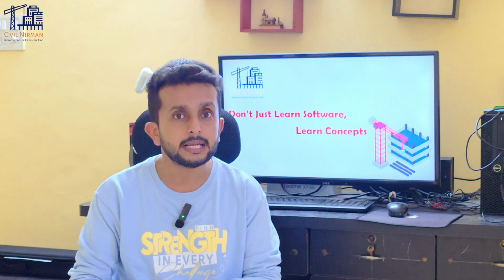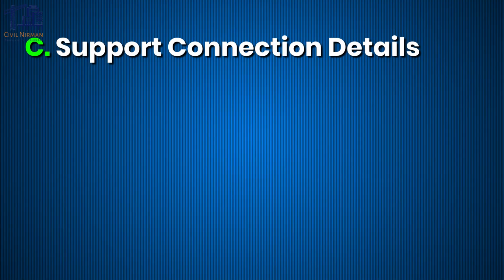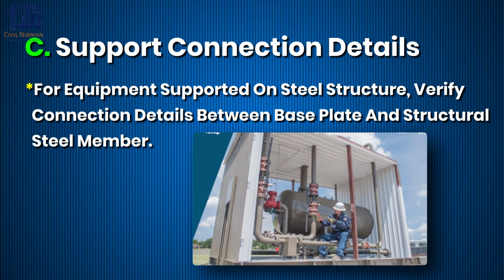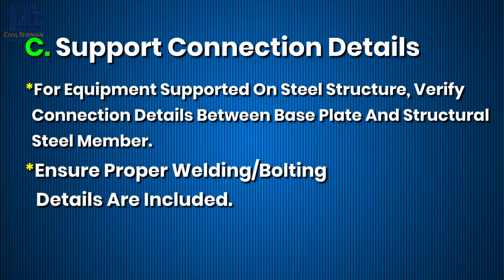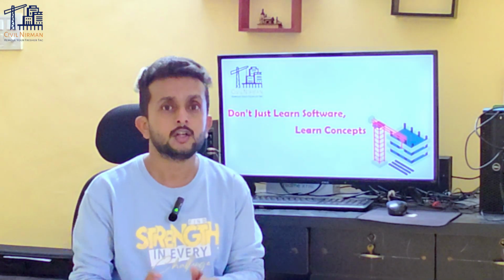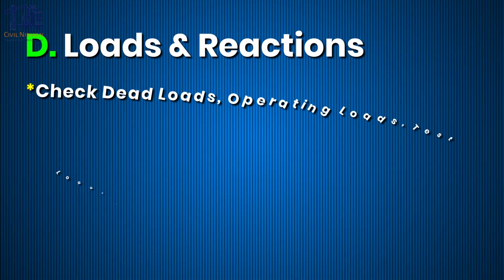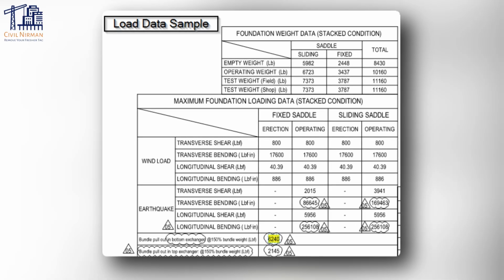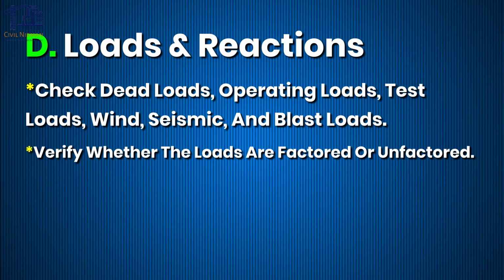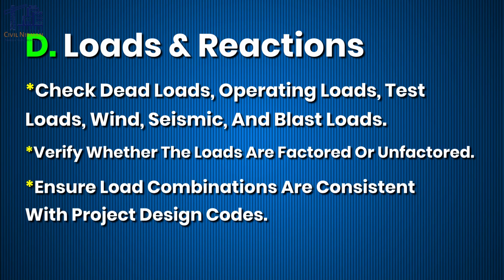Next important segment is support connection details. For equipment supported on steel structure, verify connection details between the base plate and structural steel member. Ensure that proper welding or bolting details are included. Next important segment, loads and reactions. Check dead loads, operating loads, test load, wind, seismic and blast loads. Verify whether the loads are factored or unfactored. Ensure that load combinations are consistent with project design codes.